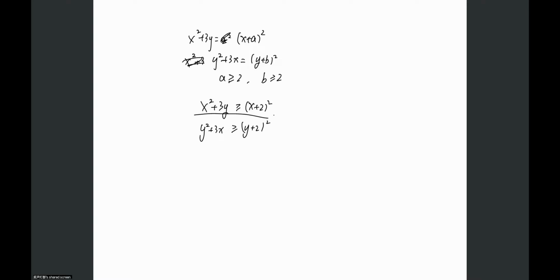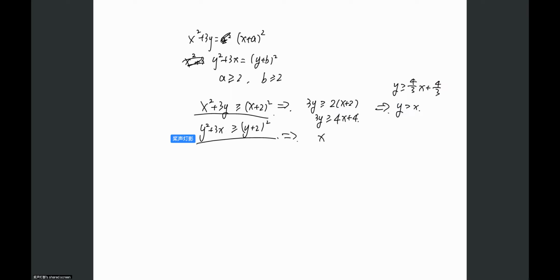So by the meaning of the difference of perfect squares, 3y is larger or equal than 2x plus 2. So 3y is larger or equal than 4x plus 4, and y is larger or equal than 4 over 3 x plus 4 over 3. So which indicates y is larger than x, of course, right? And by the same means, we can obtain x is larger than y. So this contradicts, right? So this is a good approach.